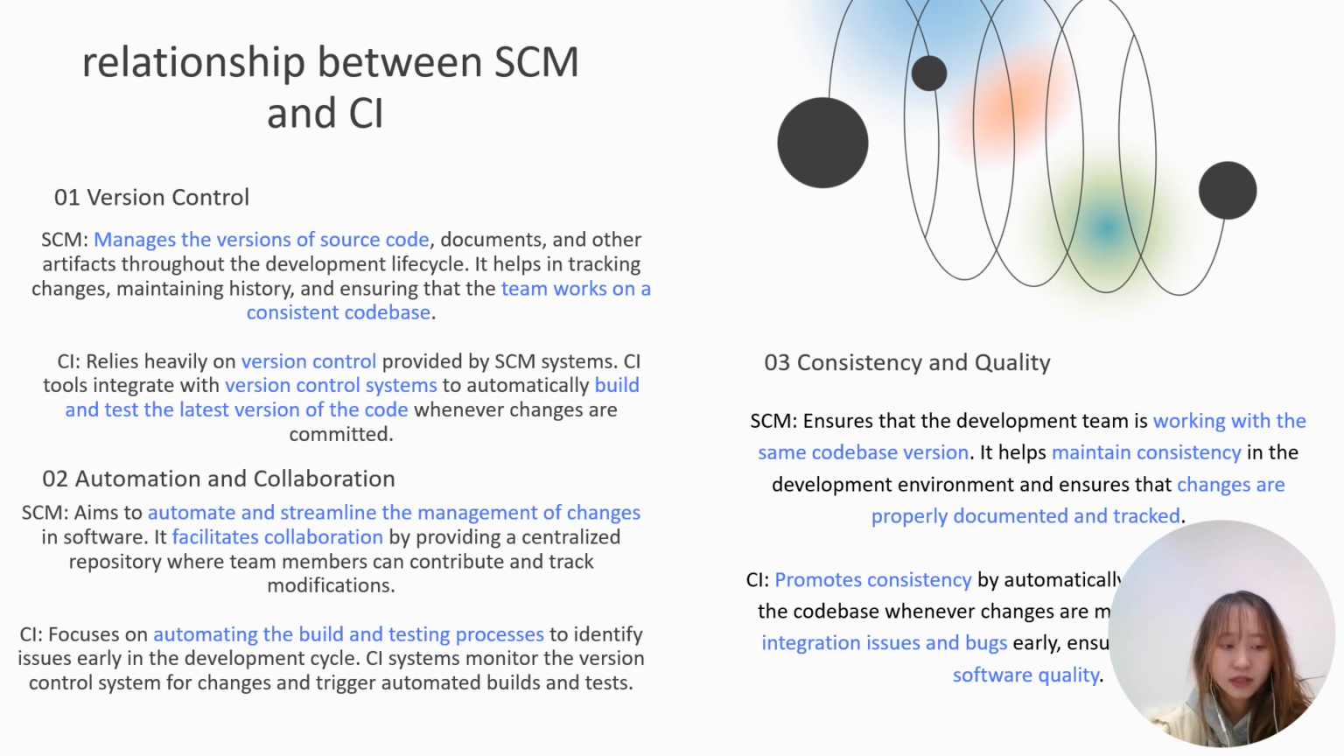And the third is about consistency and quality. As SCM ensures the deployment team is working with the same code-base version, it helps maintain consistency in the development environment and ensures that changes are properly documented and checked. And CI promotes consistency by automatically building and testing the code base whenever changes are made. This helps catch integration issues and bugs early, ensuring a higher level of software quality.